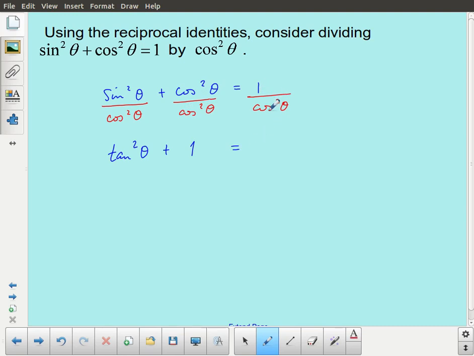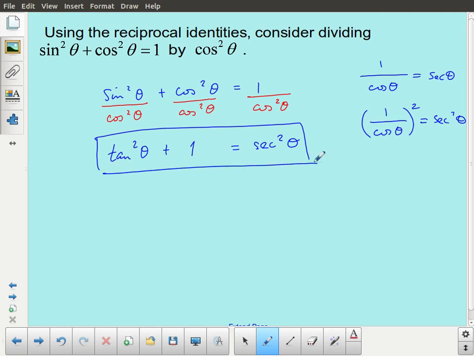And then 1 over cos squared, well, we just talked about the fact that 1 over cosine theta is one of the reciprocal identities. It's called secant of theta. So 1 over cosine squared is the same as 1 over cos all squared, and that must be equal to secant squared. So we end up with this new identity: tan squared theta plus 1 is equal to secant squared theta.